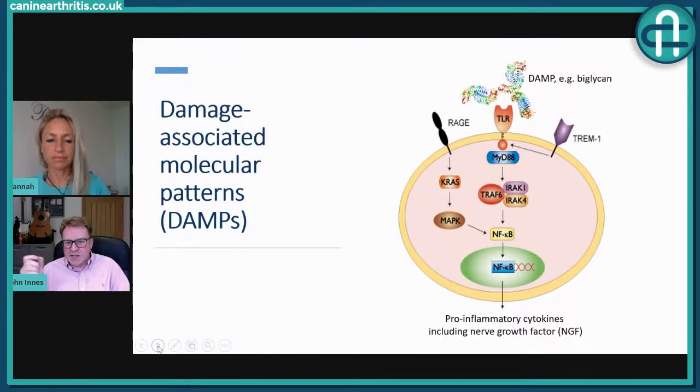So when we get damage, we can get binding to a cell receptor, which then causes those cells to produce inflammatory cytokines, as I mentioned, or proteins, including nerve growth factor. I'll mention nerve growth factor again because it's a kind of new kid on the block in terms of targets that we can use in the clinic.